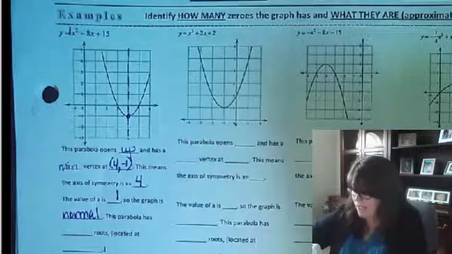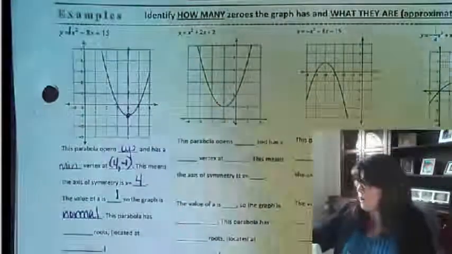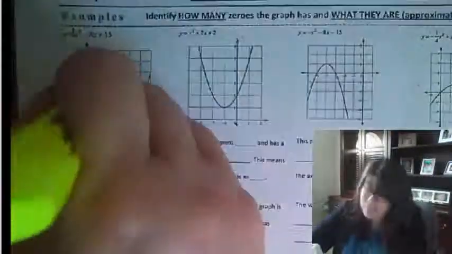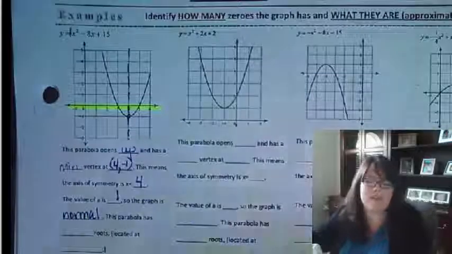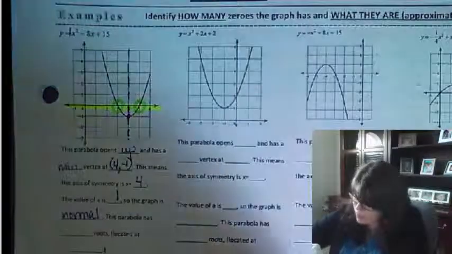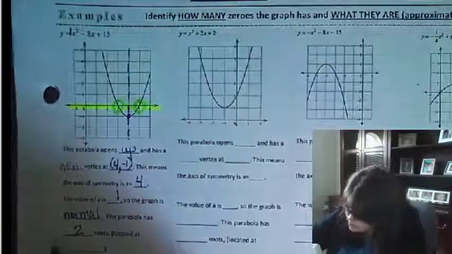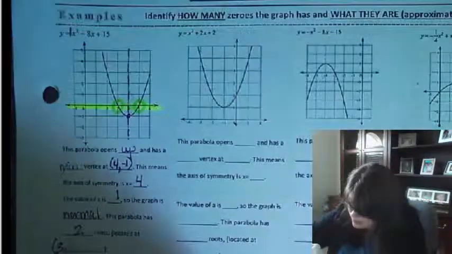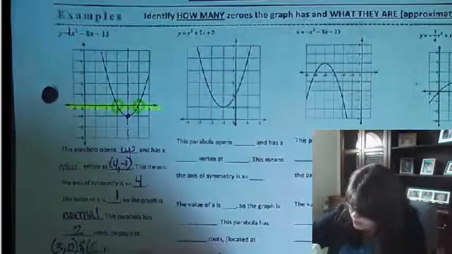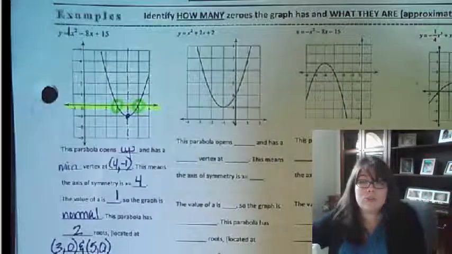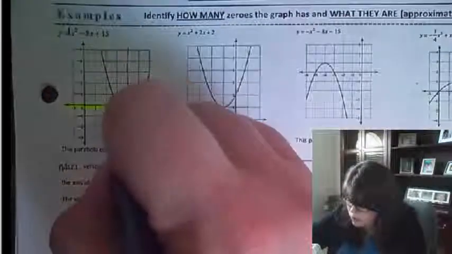This parabola has, okay, so this is our extra sentence, our new one. I want you to highlight the x-axis because that's where we're looking. We're looking to see where this graph touches the x-axis, and we can see that it touches right here and right here. So this parabola has 2 roots located at, let's see, this is 3, 0, 3 on the x-axis, 0 on the y, and 5, 0. 5 on the x-axis, 0 on the y. So those are the coordinate points of these 2 zeros.